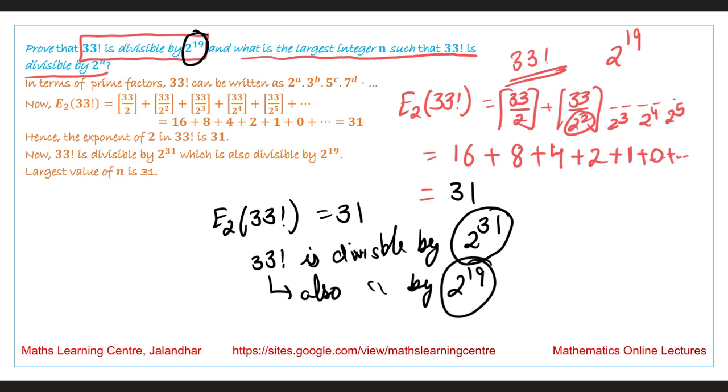The first thing we said is that it is divisible by 2 raised to the power 19, and the second thing is what is the largest integer n such that 33 factorial is divisible by 2 raised to the power n. So the largest value of n is 31. This is the largest value of n.